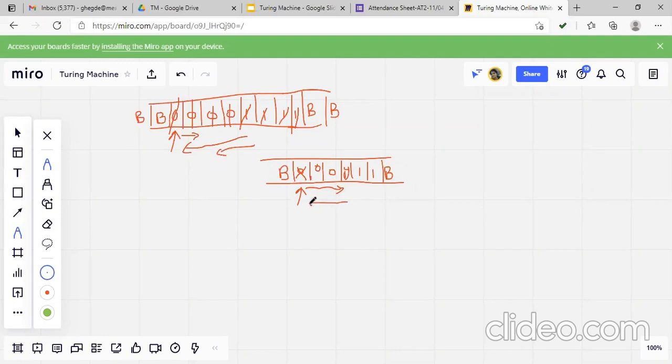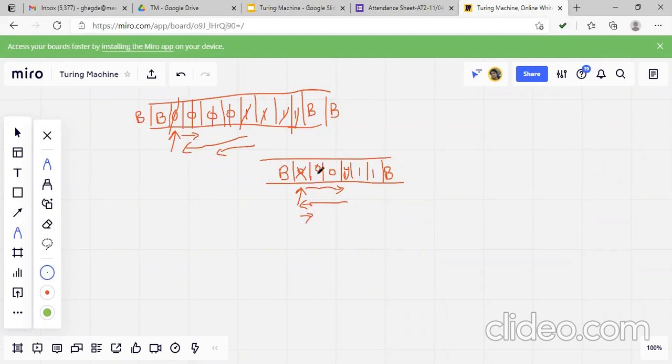We'll move left till we get an x. We move left till we get an x. When we get an x, it means my first 0 is done, right? So till we get an x, we'll just move left. After we get an x, we'll move right in search of the next 0.